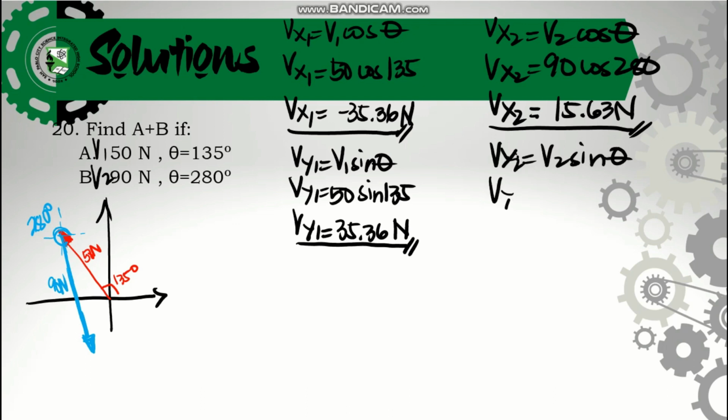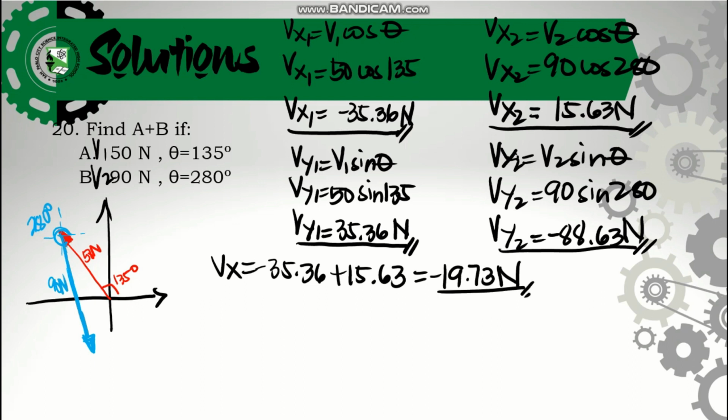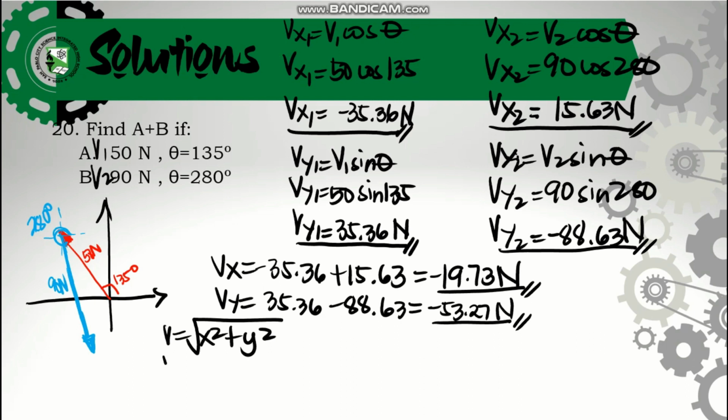Then, we're going to sum the X and Y components. For X, we have a total of negative 19.73 Newton. Again, don't forget the sign in adding vectors. In Y, we have negative 53.27 Newton. For that, we're going to use the Pythagorean and it will give you the resultant force as 56.81 Newton.